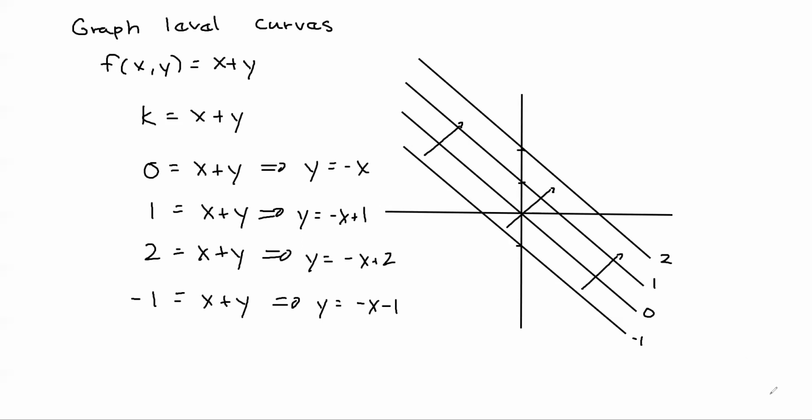Okay, and then let's do one more, just in case. So, level surface. It's the same idea, just extended to 3 dimensions, right? So we want to go through and graph some level surfaces. So we have f of x, y, and z equal to x squared plus y squared plus z squared.